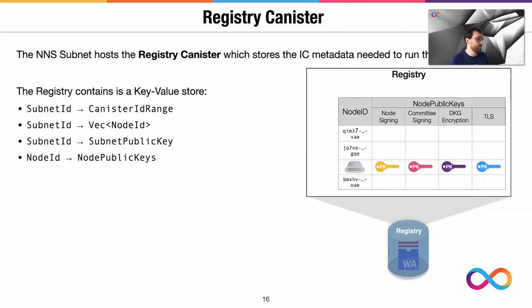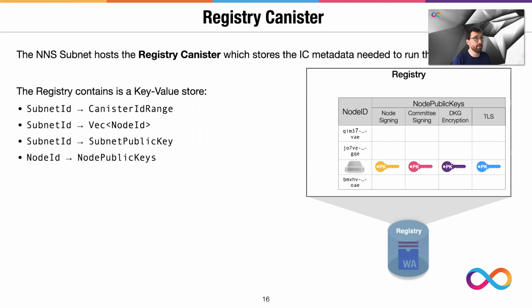Among the information that the registry canister contains is, for example, a mapping between subnet IDs, so each subnet, and the range of canister IDs that can run on a subnet. This is, for example, used if we have crossnet messages. This is used to decide where to route the messages to other subnets. So if a canister is trying to interact with a canister on another subnet, this mapping will be used to route the messages to the correct one.